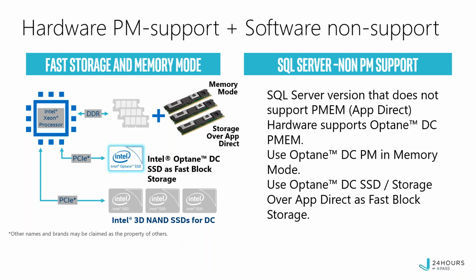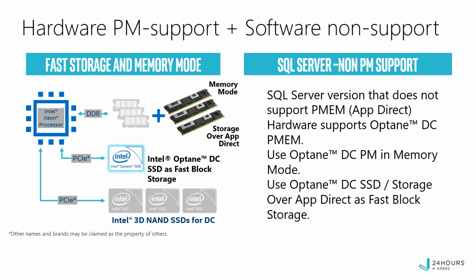Second case, I have hardware with persistent memory support, but my software does not support it. For instance, I don't have the latest Microsoft SQL version. So how can I use that? You could use Optane as memory mode. So you can just increase your memory footprint because it is so low in the hardware stack that the operating system just sees it as regular memory, regular DRAM, and use Intel Optane DC SSD as the fast block storage. So you do have that option.